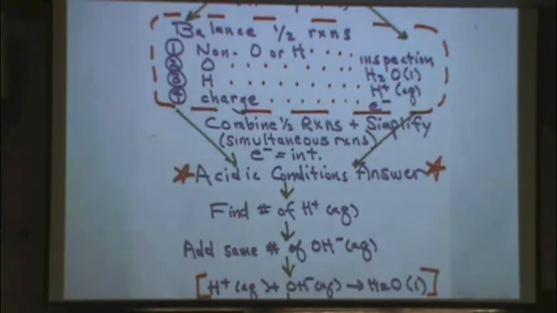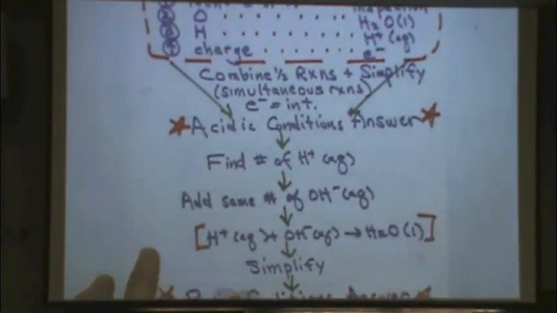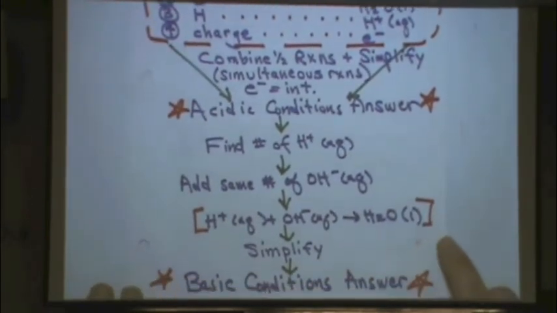And then you're going to use that equation at the very bottom of the screen that's bracketed. I'll move it up a little bit. But H+ and OH- has a huge equilibrium to the right, forming water immediately. So whenever you have H+ and OH-, H+ is going to go away, which is what we want. You're going to simplify a little bit, and then you'll have what's called a basic conditions answer. So this is the flow chart, also in your reader, that we're going to follow in order to balance what we call a redox reaction.